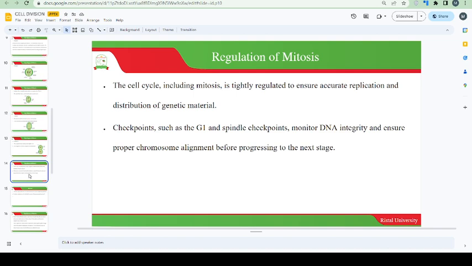Checkpoints such as the G1, that is gap 1, and spindle checkpoints, these monitor DNA integrity and ensure proper chromosome alignment before progressing to the next stage.